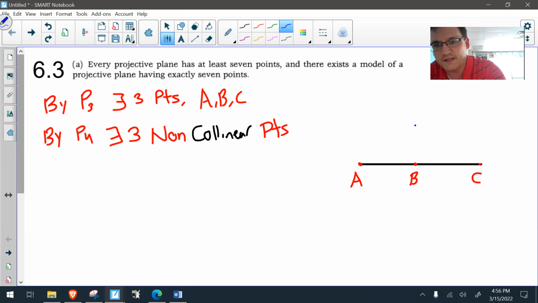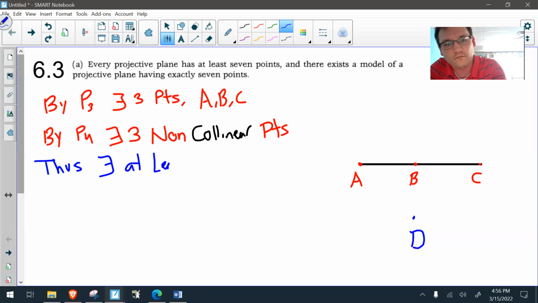Okay, so even if we just had points A and B, we could draw a point D up here. It doesn't matter what side we draw it on. I'll draw it down here. So we'll say point D. So A, B, and D, maybe those are the 3 points, but we know every line has to have 3. So we have A, B, and C, and then that non-collinear point forces a 4th point. Thus there exist at least 4 points.